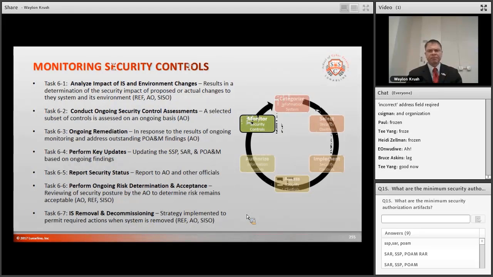Looks like my slide's breaking up there. But we analyze impact of the IS and environment changes. So first of all, your system, your environment, your data, your owners, your components, everything is always changing. That's why the old 3-year fire and forget really doesn't work for ANA. You can't check the security status once a year or once every 3 years and expect to know what is actually going on with the security of that system.